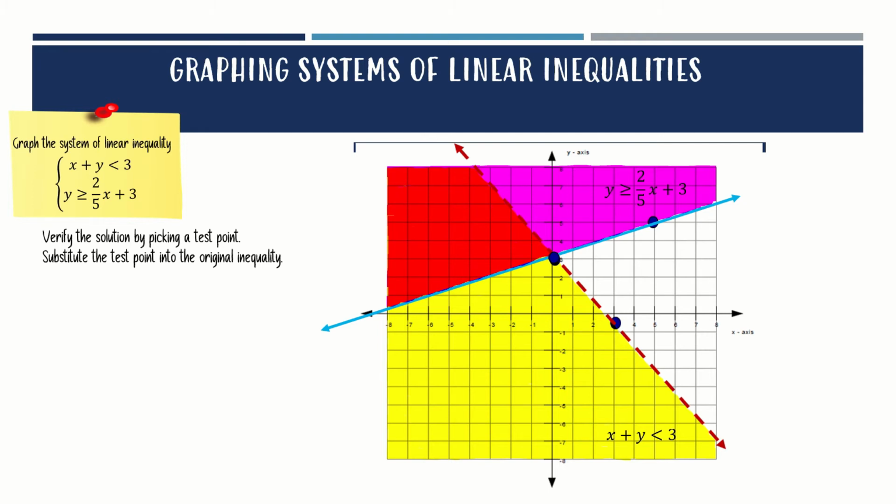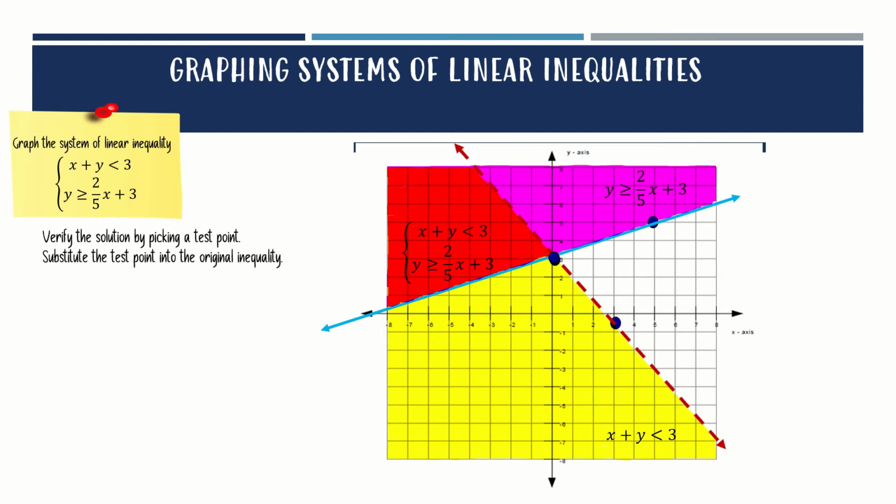Now the solution of x plus y is less than 3 and y is greater than or equal to 2 over 5x plus 3 is the part where the two shaded regions overlap, which is colored red. Ibig sabihin, lahat ng points na nasa area ng may red shade ay solution ng system na x plus y is less than 3 and y is greater than or equal to 2 over 5x plus 3.